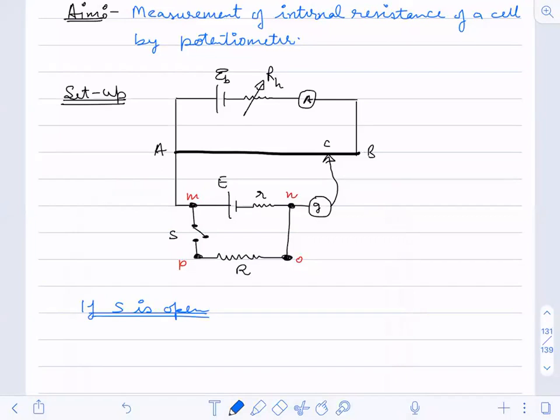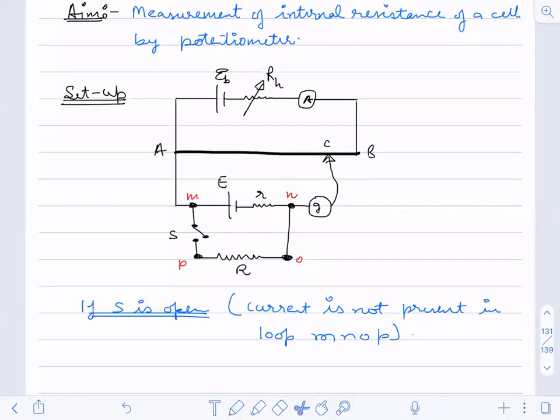The current will not flow in MNOP. So current is not present in loop MNOP. There is no current in MNOP now. But there will be a current in AMNC, and you will get a balancing length.